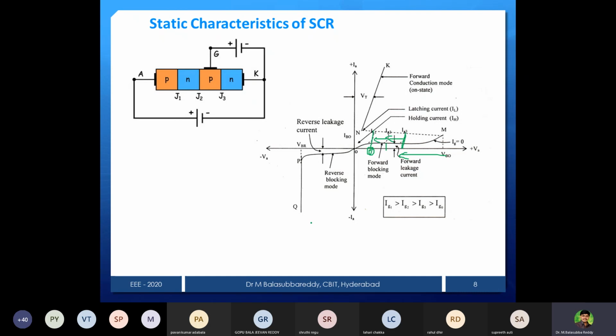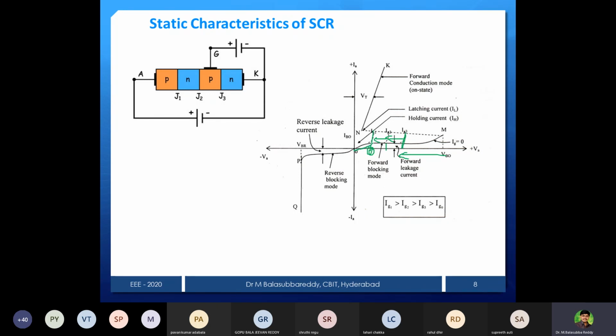But how long do I have to apply it? There is a limitation at the gate terminal. The minimum gate current as well as the maximum gate current is specified. So you have to apply the gate current only up to the maximum level. You cannot increase further and further, only up to the maximum gate current, IG maximum. The specifications will be given, and based on that you can do it.